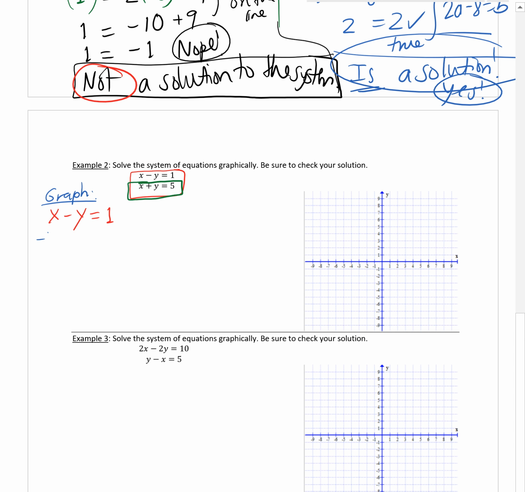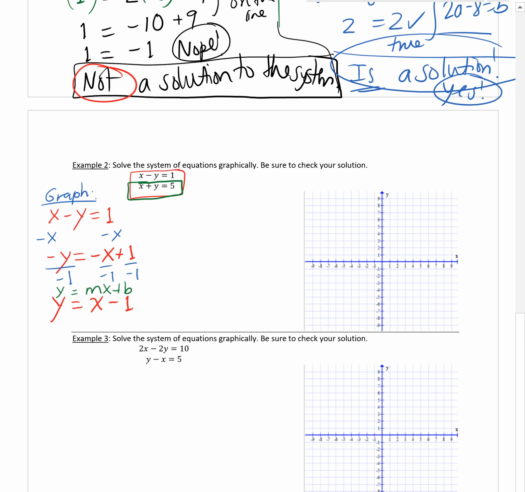Remember, if you want to graph it by using the slope and y-intercept, you have to isolate y first. So I'm going to move the x over, and then I'll have negative y equals negative x plus 1. Then I almost have it if I just divide both sides by negative 1 to isolate y. Divide every single term by negative 1, and then I'll have y equals, well, a negative x over a negative 1 is a positive x, and a 1 over a negative 1 is negative 1. So now that it's in that form, that's y equals mx plus b.